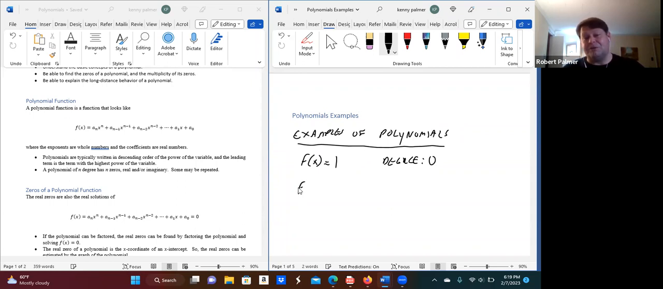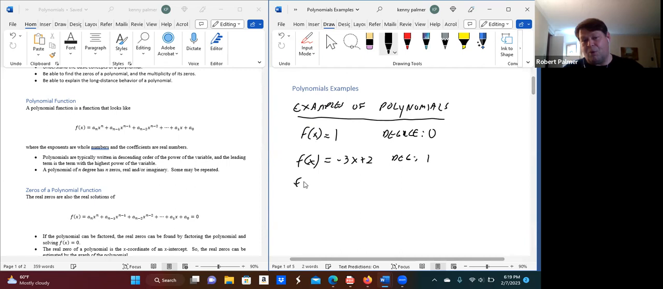Now, a linear function, f of x is equal to negative 3x plus 2, is also a polynomial. Let me back up a minute. The constant is a polynomial because you can think of it as being like a constant times x to the 0 power, and of course, anything to the 0 power is 1. A linear function like this is also a polynomial, because our variable x is to the first power. And here, our degree is just 1. And we have a quadratic function, like maybe x squared plus 2x minus 9, for example. And its degree, of course, is 2.